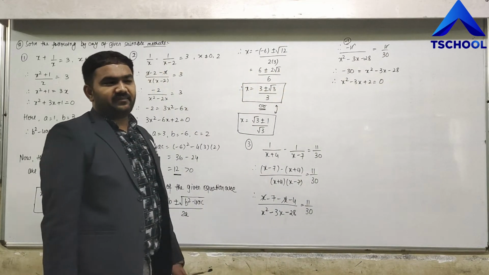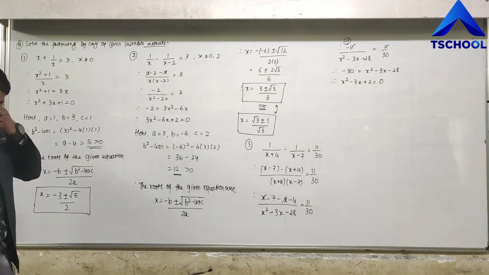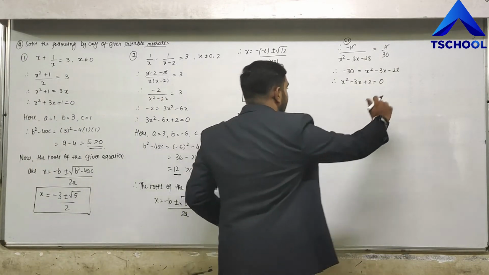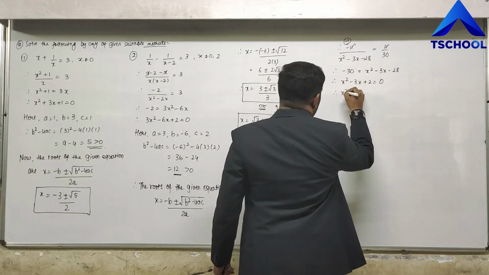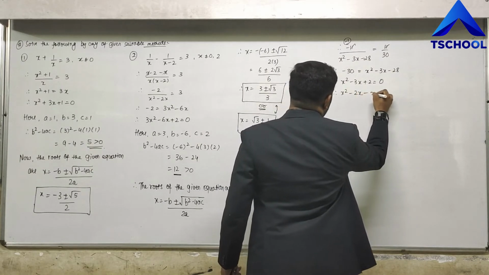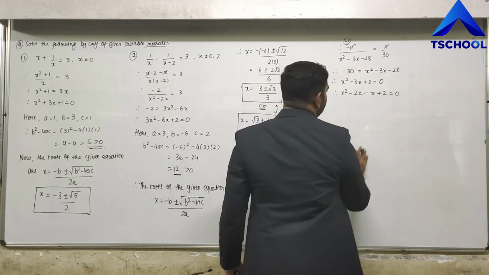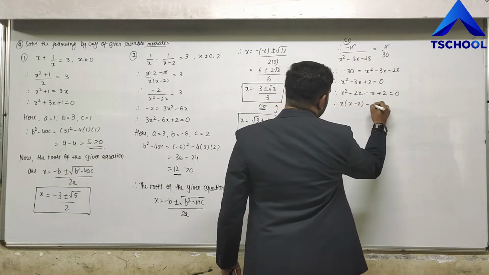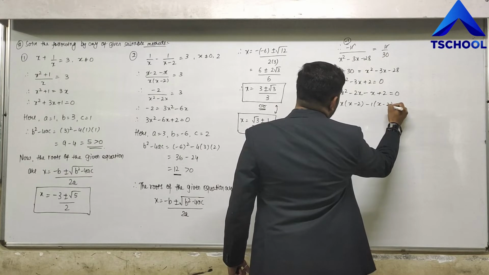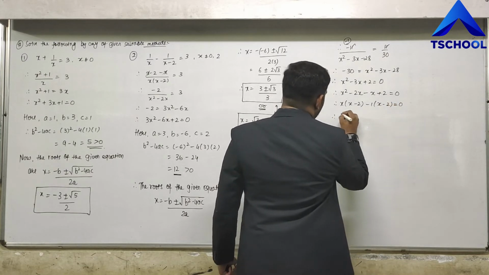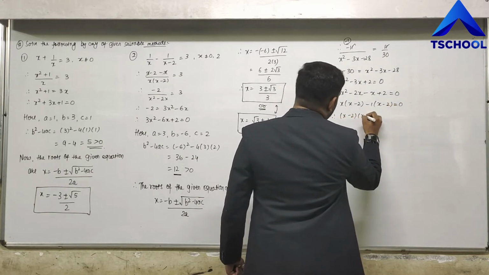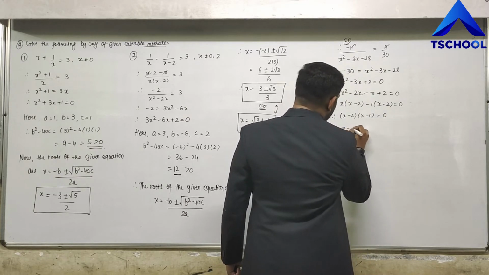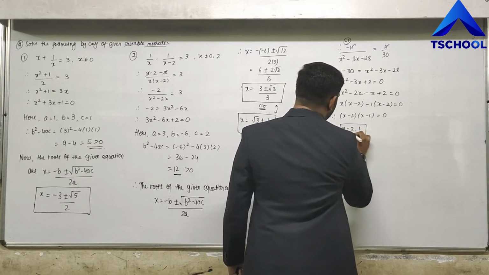Now see friends, we can factorize this, yes or no? Yes, 2 into 1 is 2 and this 3 can be written as 2 plus 1. Therefore, x square minus 2x minus x plus 2 is equal to 0. Taking out x common from the first and second, minus common from the third and fourth, that is x minus 2 into x minus 1 equal to 0, and hence x is equals to 2 or 1.